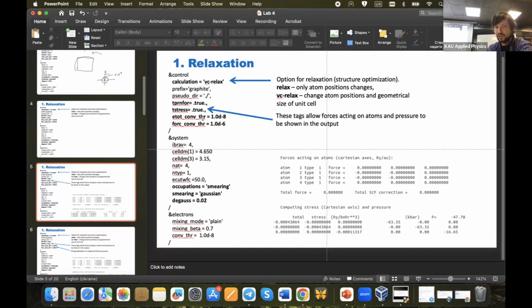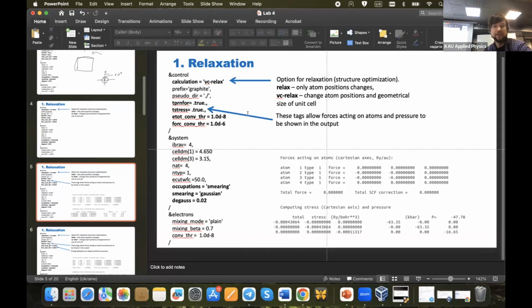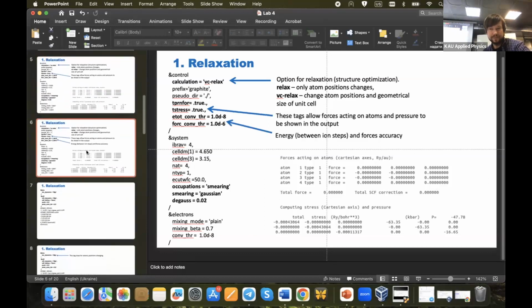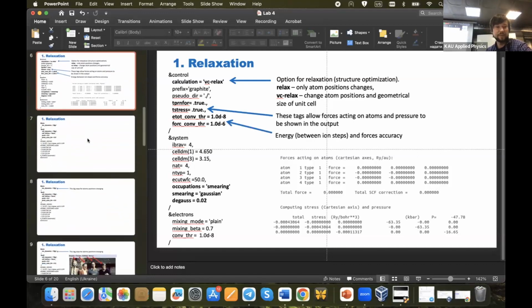But total energy means convergence for each ion step. For example, we take some structure, then we change atom positions and its size in some way, calculate this energy, and we see the difference between the new structure energy and the previous structure energy. And our algorithm works until this condition is fulfilled. Okay, and some energy between ion steps and forces accuracy.